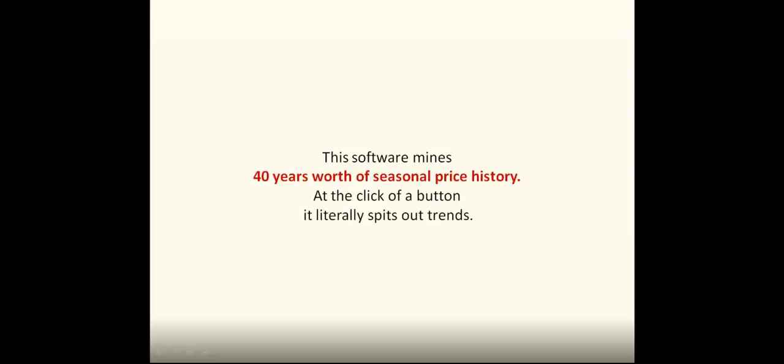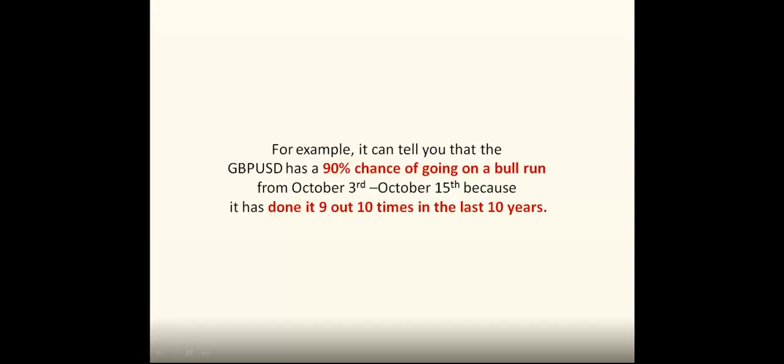This software mines 40 years worth of seasonal price history. At the click of a button, it literally spits out trends. For example, it can tell you that the pound has a 90% chance of going on a bull run from October 3rd to October 15th because it's done it 9 out of 10 times in the last 10 years.